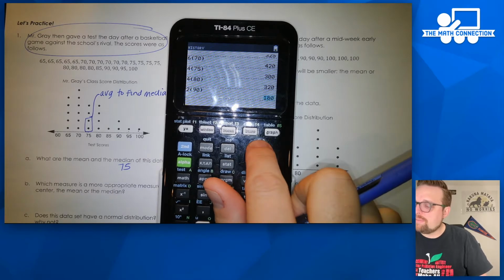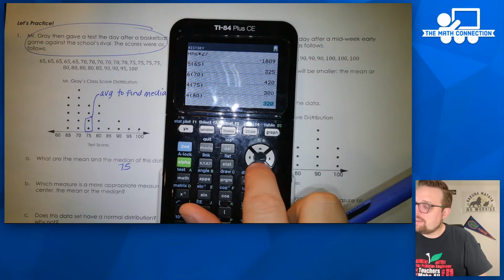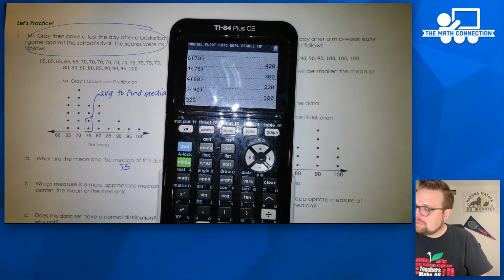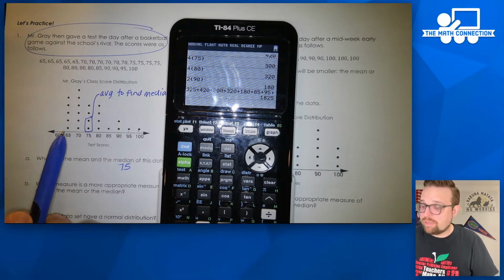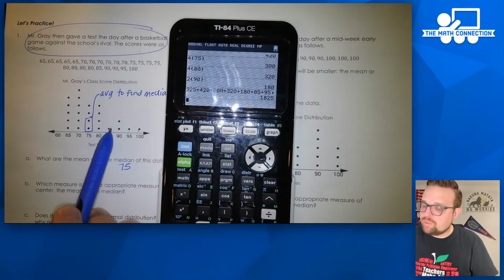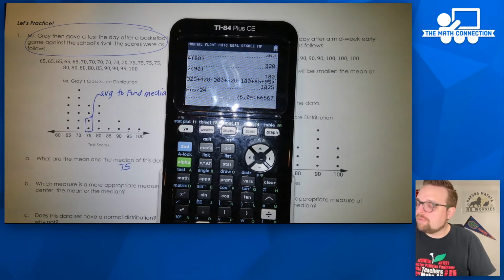Okay, so now we have all the multiples that we can add together. So 325, 420, plus 300, plus 320, plus 180, plus the single ones, which is 85, 95, and 100. That was the sum of all the scores. And how many points are there? Let's see. 6 and 4 is 10, 14, 19, 20, 21, 22, 23, 24 points. So we're going to divide that by 24.